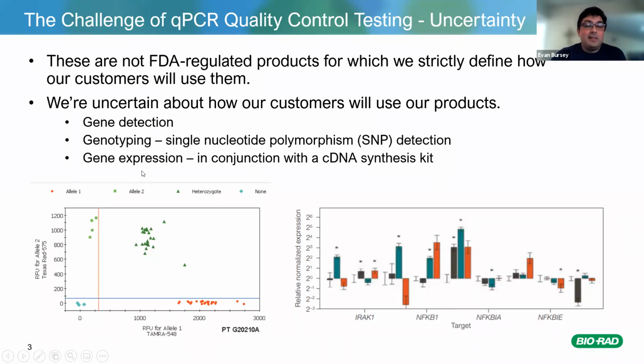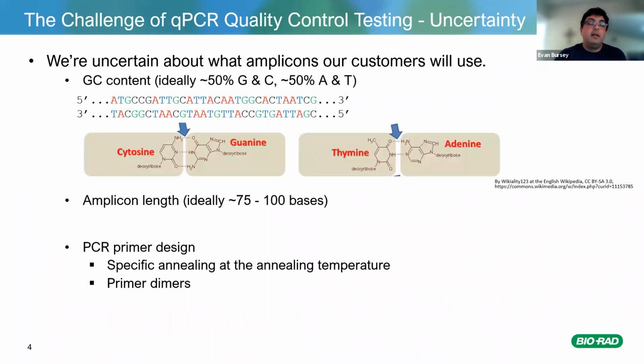Maybe they're interested in gene expression. Maybe they've got some cells they've treated and they've harvested the RNA out of those cells. They've run it through a cDNA synthesis kit, so they've copied the RNA into DNA, and then they use qPCR to quantify that DNA. In other words, to look at the levels of messenger RNA inside of that cell. Maybe that's what they're doing. I'm never entirely sure how our customers are going to use our products, and that leads to some uncertainty when I think about how to QC test it.